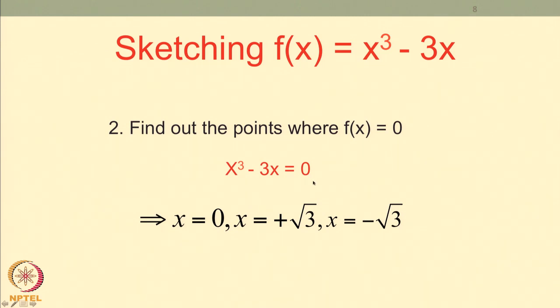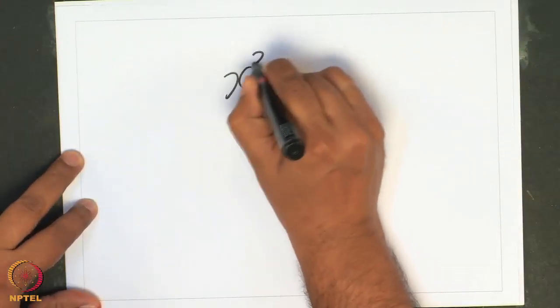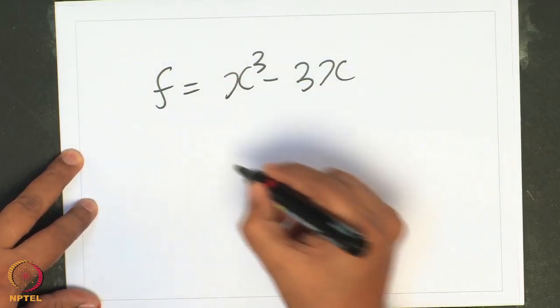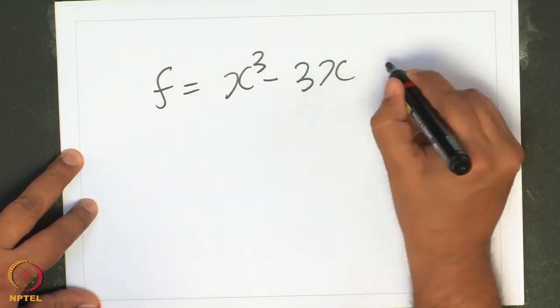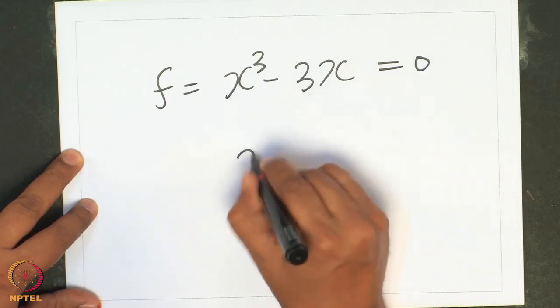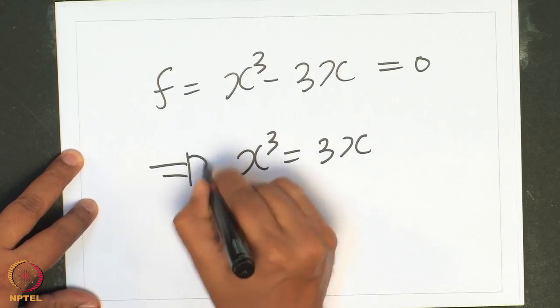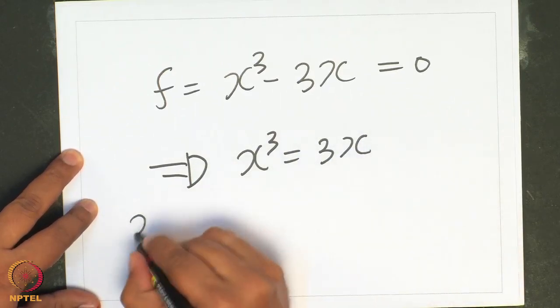As we know, if you have this function x cubed minus 3x, let us take this function that we have, which is x cubed minus 3x. If this is equal to 0, it implies x cube is equal to 3x. This is what it implies. This would imply x equal to 0.